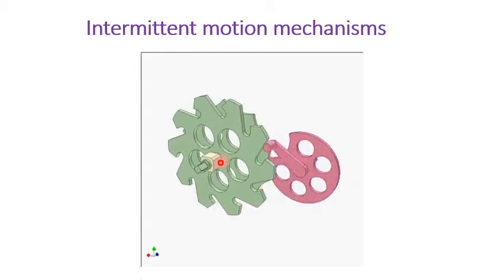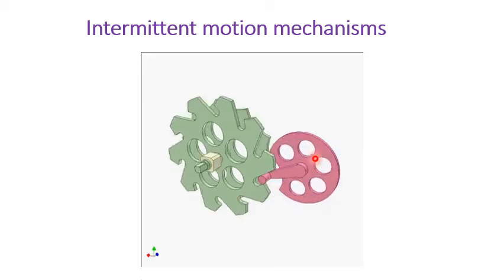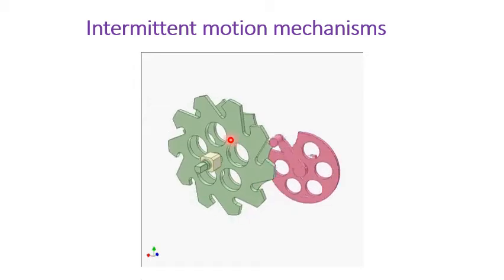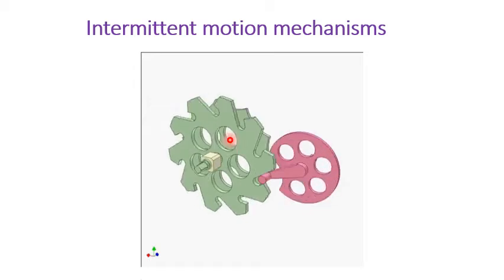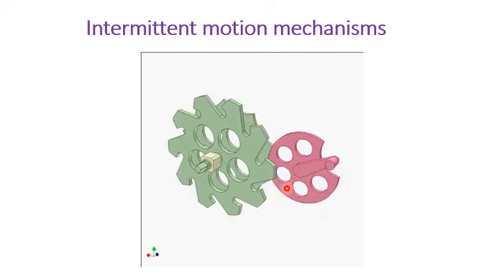So in order to make one complete revolution of the driven, the driver has to complete 11 revolutions in order to make the follower, or driven, complete one revolution. So we call such type of motion an intermittent motion. So continuous motion gets converted into intermittent motion.